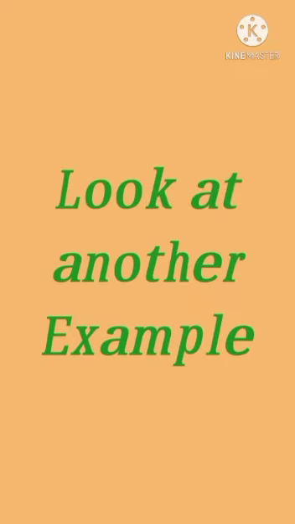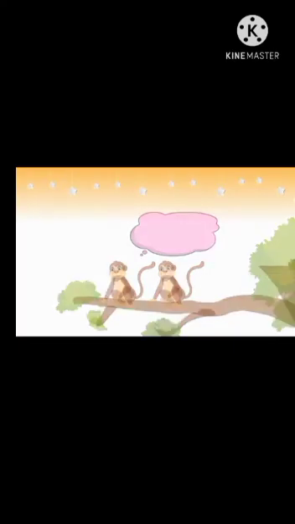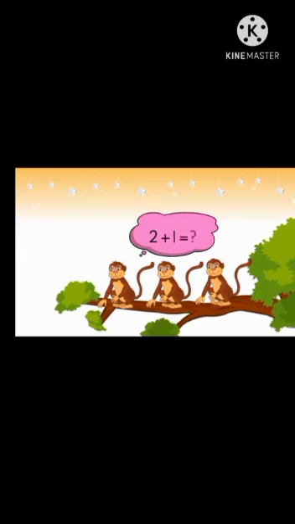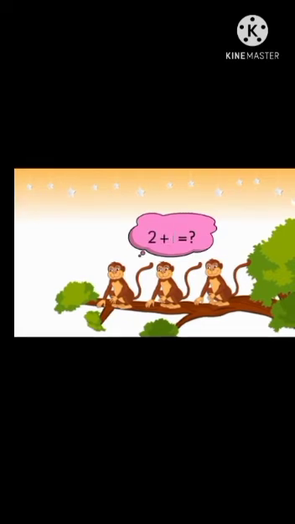Now look at another example. There are 2 monkeys on the tree. One more monkey joins in. How many monkeys are on the tree now? We need to add the 2 numbers. That is 2 plus 1 is equal to 3. So, now there are 3 monkeys on the tree.